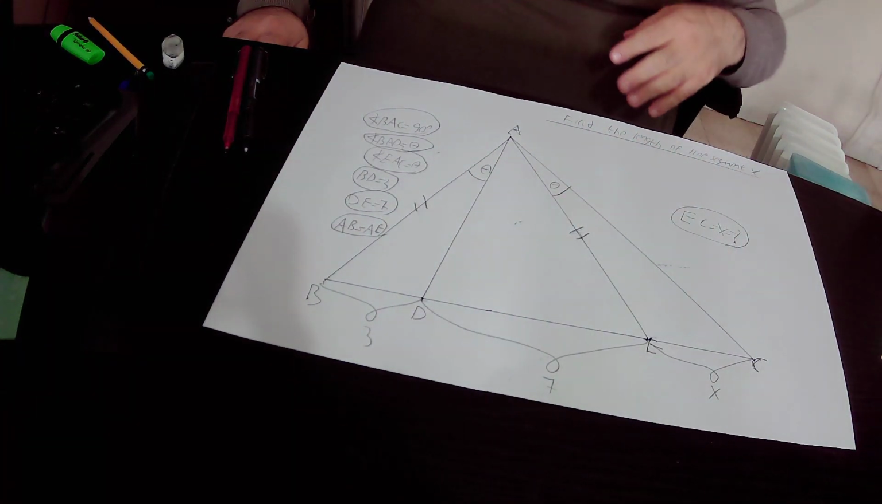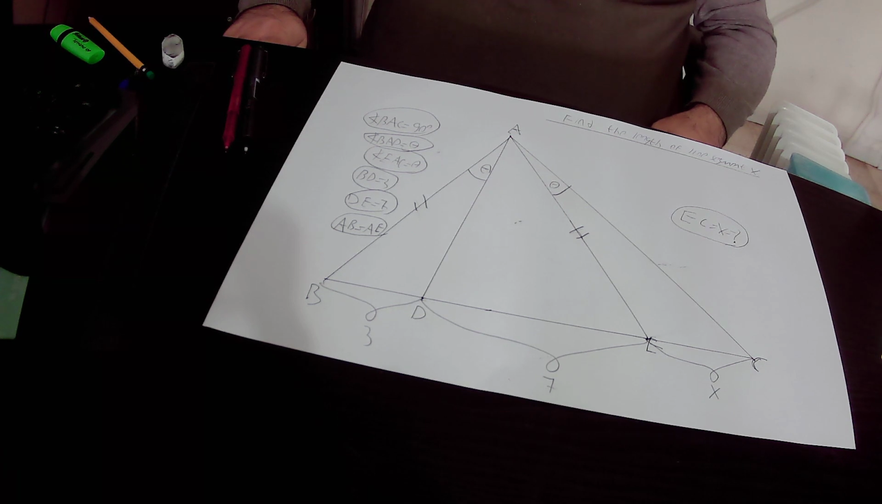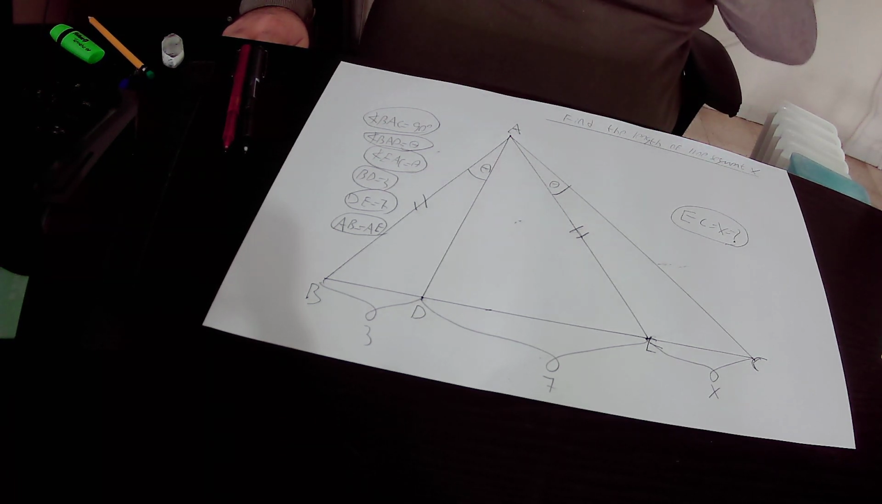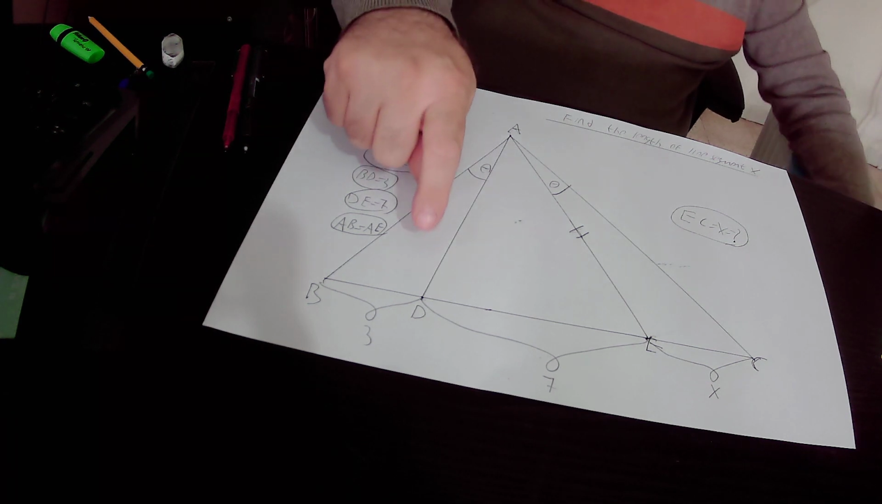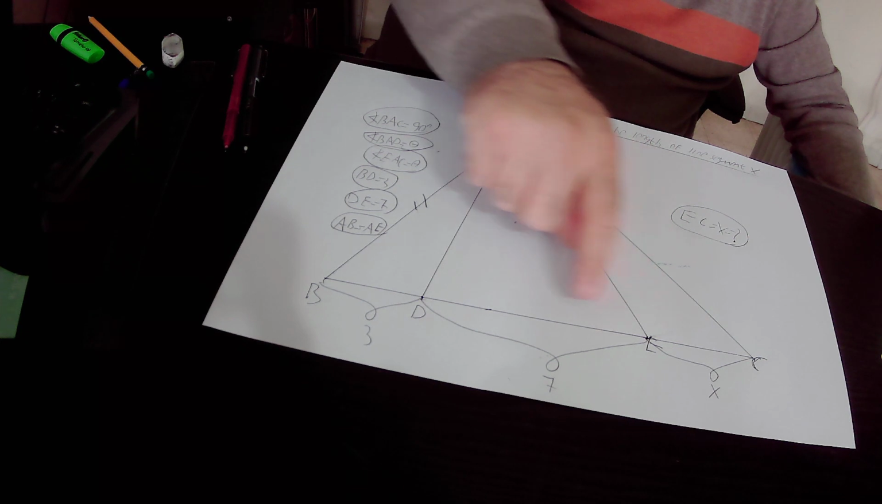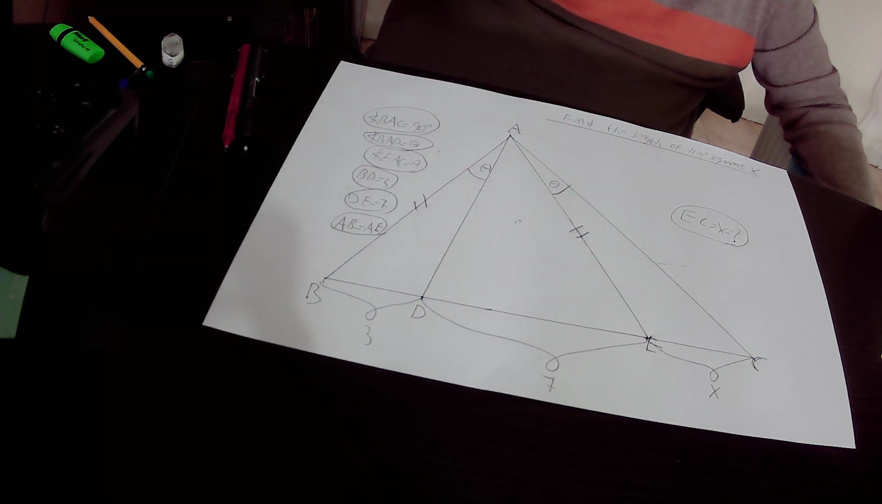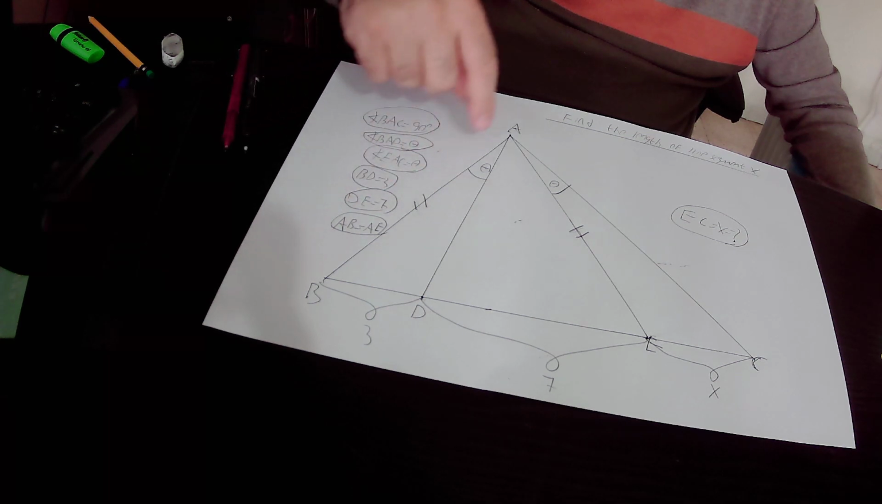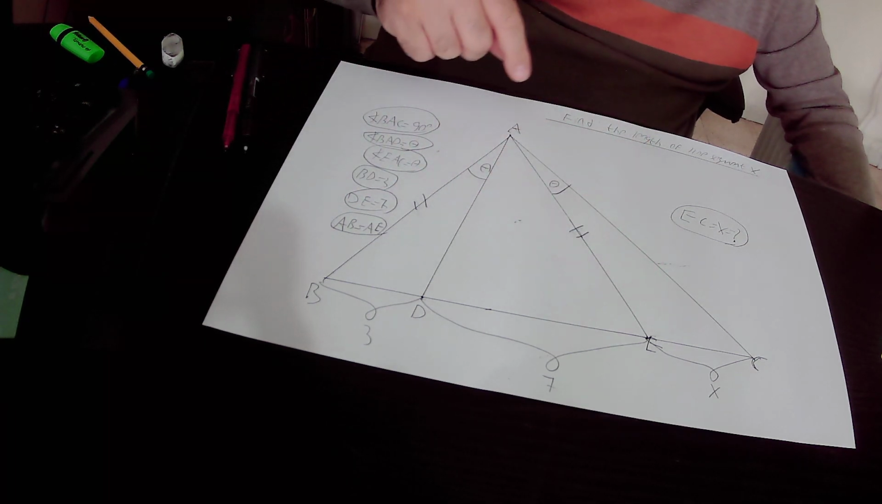And now in this lecture we'll find out the value of line segment X. In the drawing we have triangle ABC. We know that side BD equals 3 units, side DE equals 7 units. We also know that AB is equal to AE.